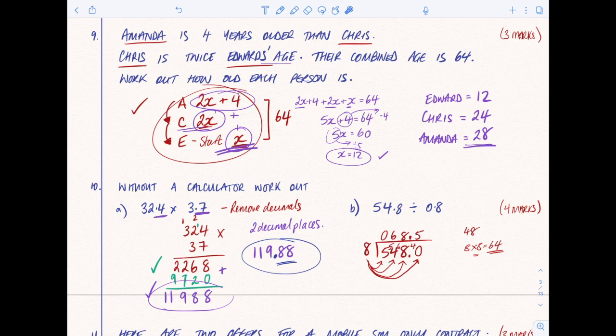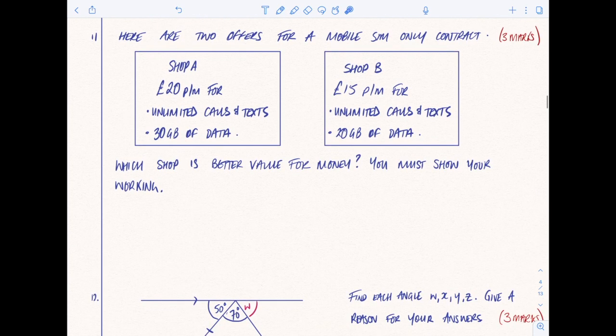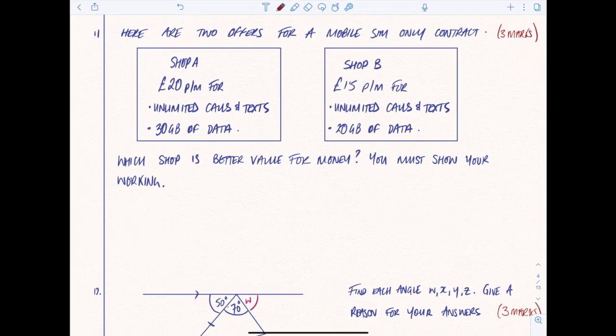So we're halfway through the paper now, gone through some of the more simplistic stuff, and now we're moving on to slightly harder stuff now. So next one is a Best Buy question for us to look at.